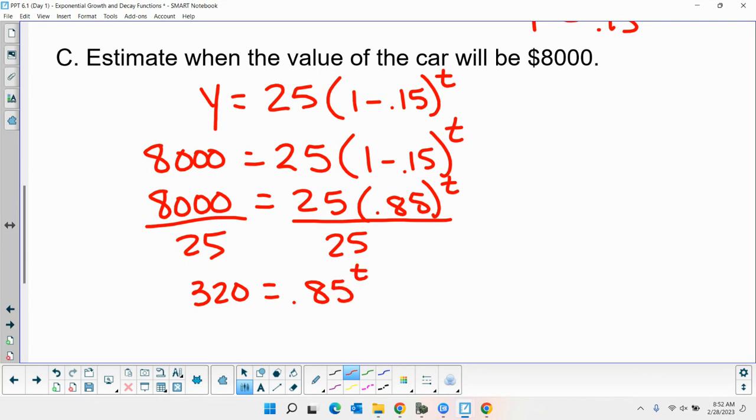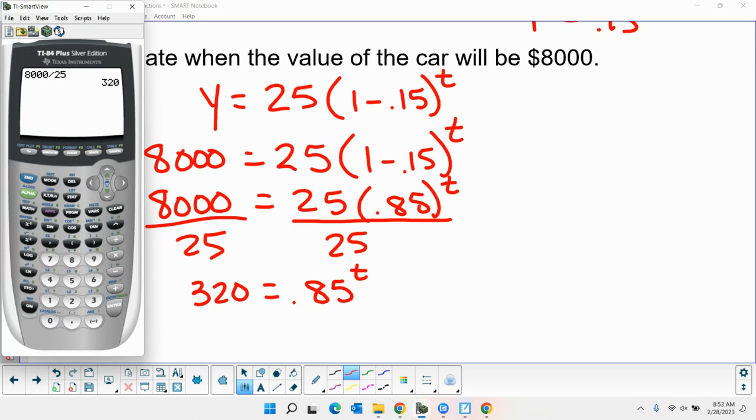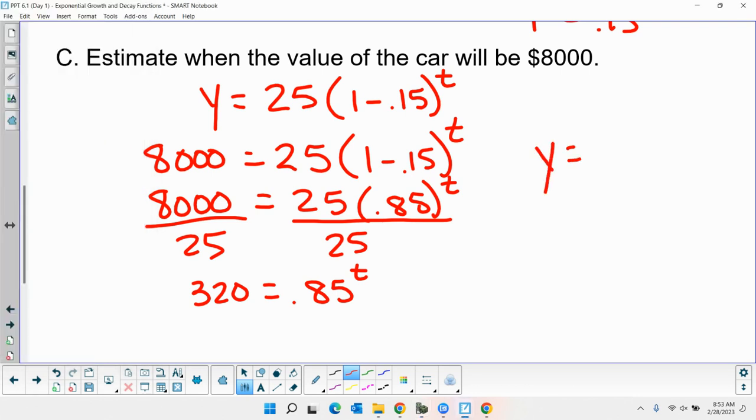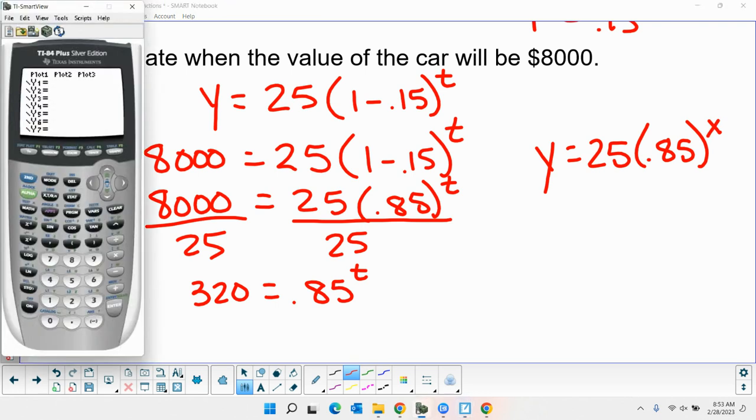So how do we solve that equation? Have we learned that yet? We haven't learned that yet. That's where we're going to be headed when we talk about logarithms, okay? So here's what we're going to do instead to solve this. We're going to go to our calculator, and we're going to put it in our y equals. We're going to use y equals 25 times 0.85 to the t, but we don't have a t, so we're going to use x, okay?